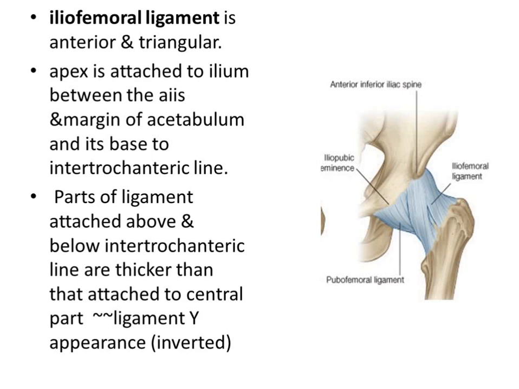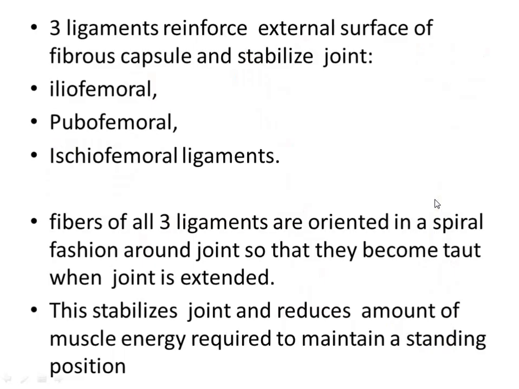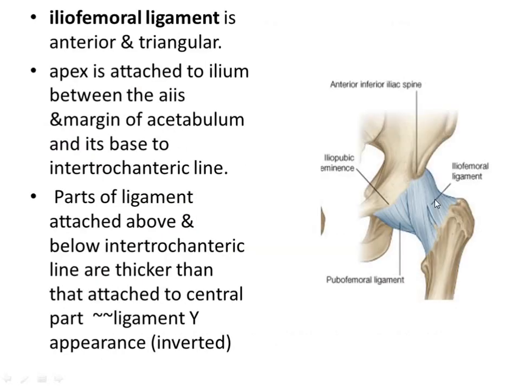The important part is that the parts of this iliofemoral ligament attached above and below the intertrochanteric line are quite thicker than that attaching to the central portion. Because of this, the ligament gives the appearance of an inverted Y. If you look at this picture upside down, it's Y shaped. So the shape of this triangular ligament actually is an inverted Y.